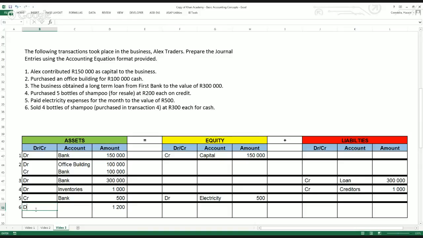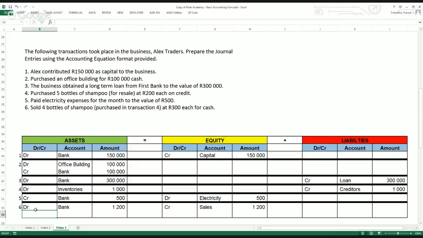Okay, we debit our bank because we are receiving more money. Bank increases on the debit side. And from an equity perspective, we ask ourselves, as we did with the previous example, are we getting richer or are we getting poorer? So because we are selling, we are getting richer. So equity is increasing. And we know that equity increases on the credit side. And the account that is increasing equity is sales to the value of 1,200 Rand.